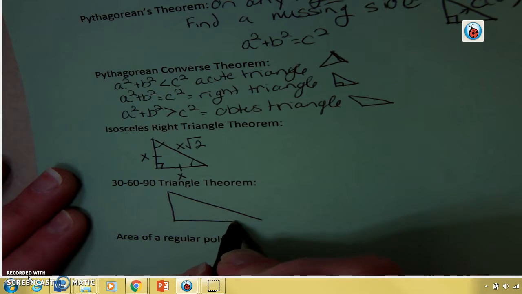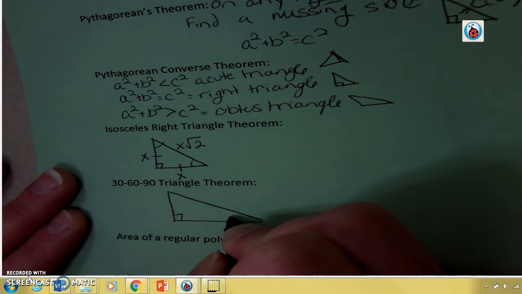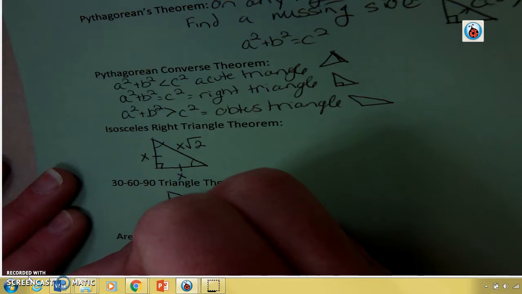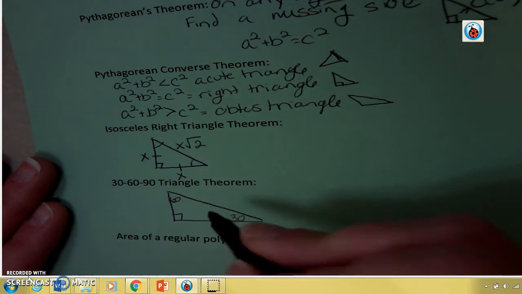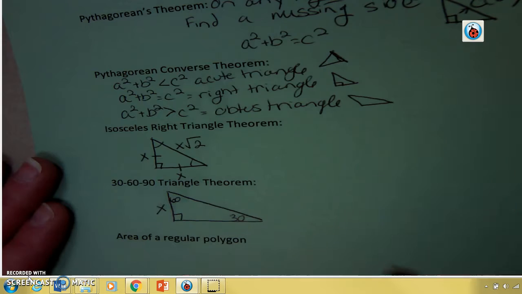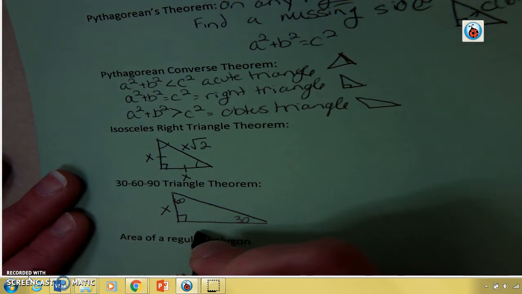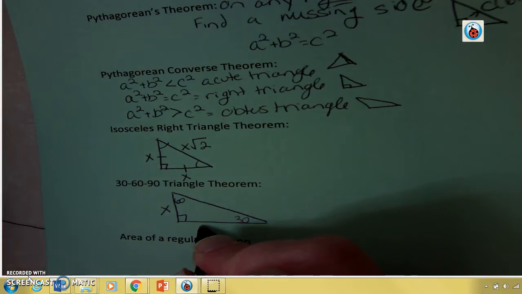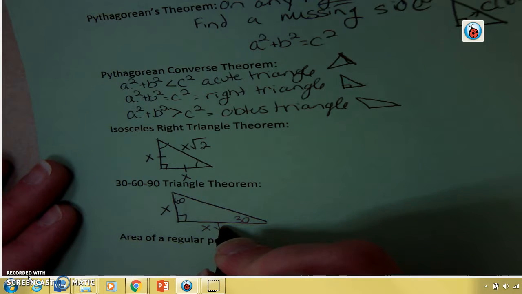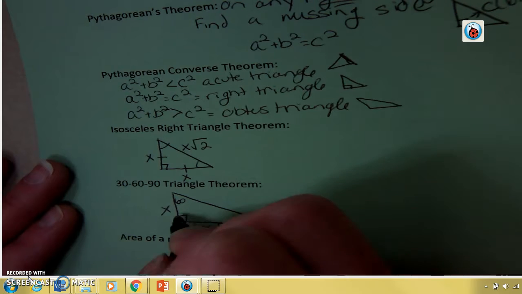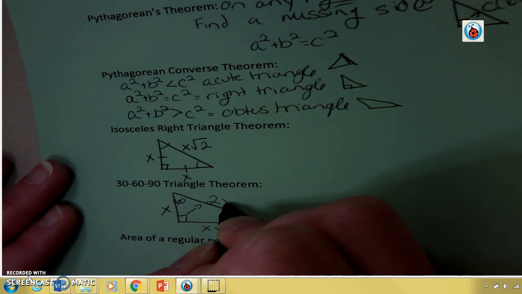So there are some relationships here. So here's our 90 degree, this is our 30, and this would be 60. The side across from the 30, or the smallest side, is always x. The side across from the 60, or the medium side, the longer leg, is x square root of 3. And the hypotenuse then is always 2x.